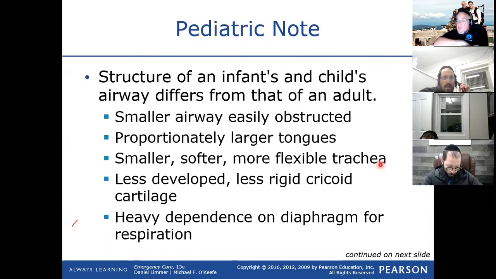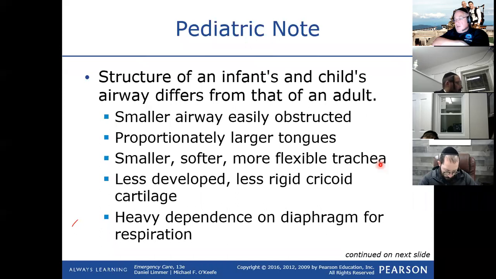Okay, the trachea is not rigid yet, the way an adult trachea is. Again, a trachea is not really bone, it's cartilage, so it's never going to be as hard as a bone, but in a child, it's more flexible. So depending on the position the child's head is in, it could actually kink off the trachea and close the airway. Okay, and again, the cricoid cartilage is just a portion of the cartilage of the trachea, so that's not really a big deal for us.